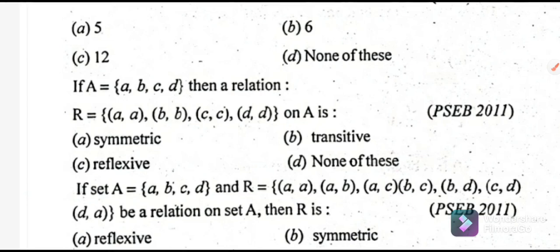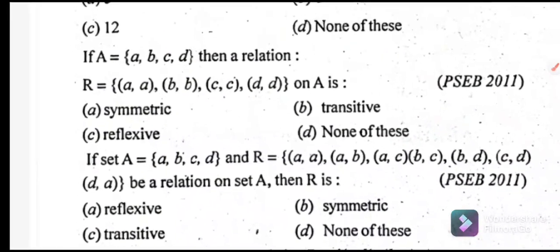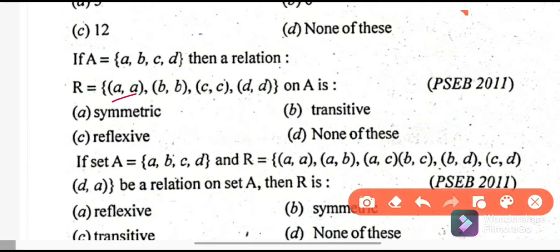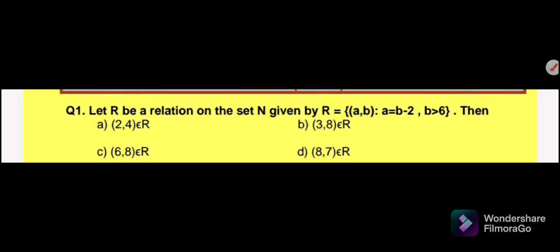Next, if A = {a, b, c, d}, then the relation {(a,a), (b,b), (c,c), (d,d)} on A is... Clearly it is a reflexive relation, because a is related to a, b is related to b, c is related to c, and d is related to d. So it is reflexive.